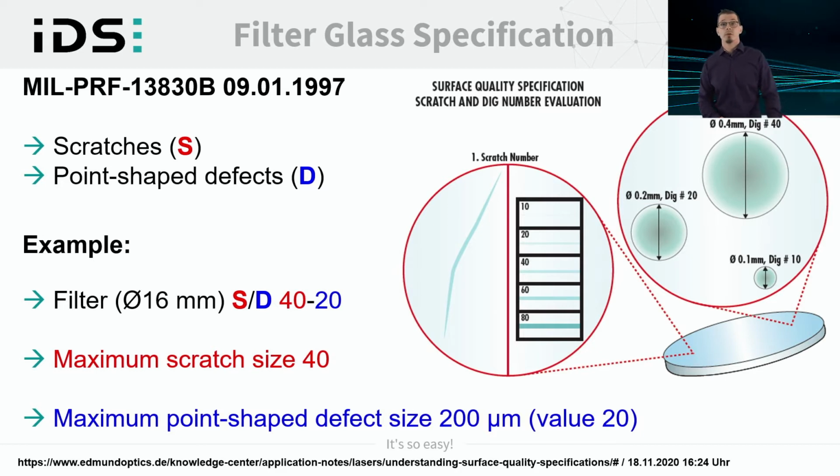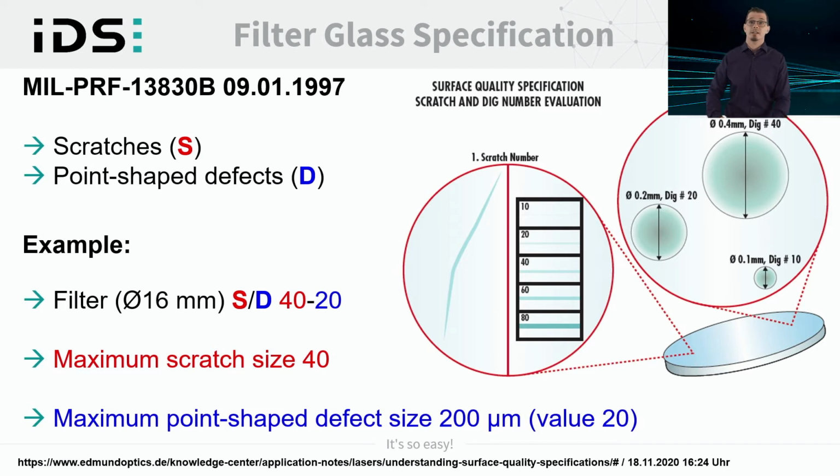The filter will be specified with two parameters. The first parameter is scratches and the second parameter is point-shaped defects. This will lead to an SD value. Possible values range from 80-50 to 20-10. Values beneath 20-10 are not reachable with a coated surface.